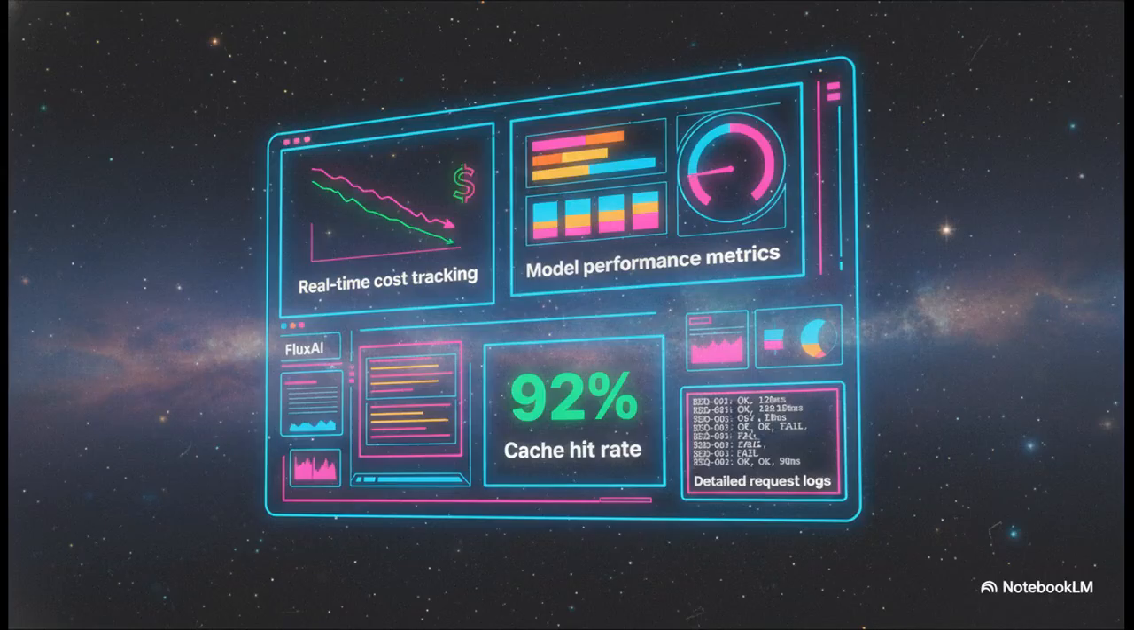So what are you going to see in there? Everything you need. You'll get real-time cost tracking so you can watch your spending drop. You'll see performance metrics for all your models, and most importantly, you'll see your cache hit rate. This is the magic number that shows you exactly how much work and how much money FluxAI is saving you.